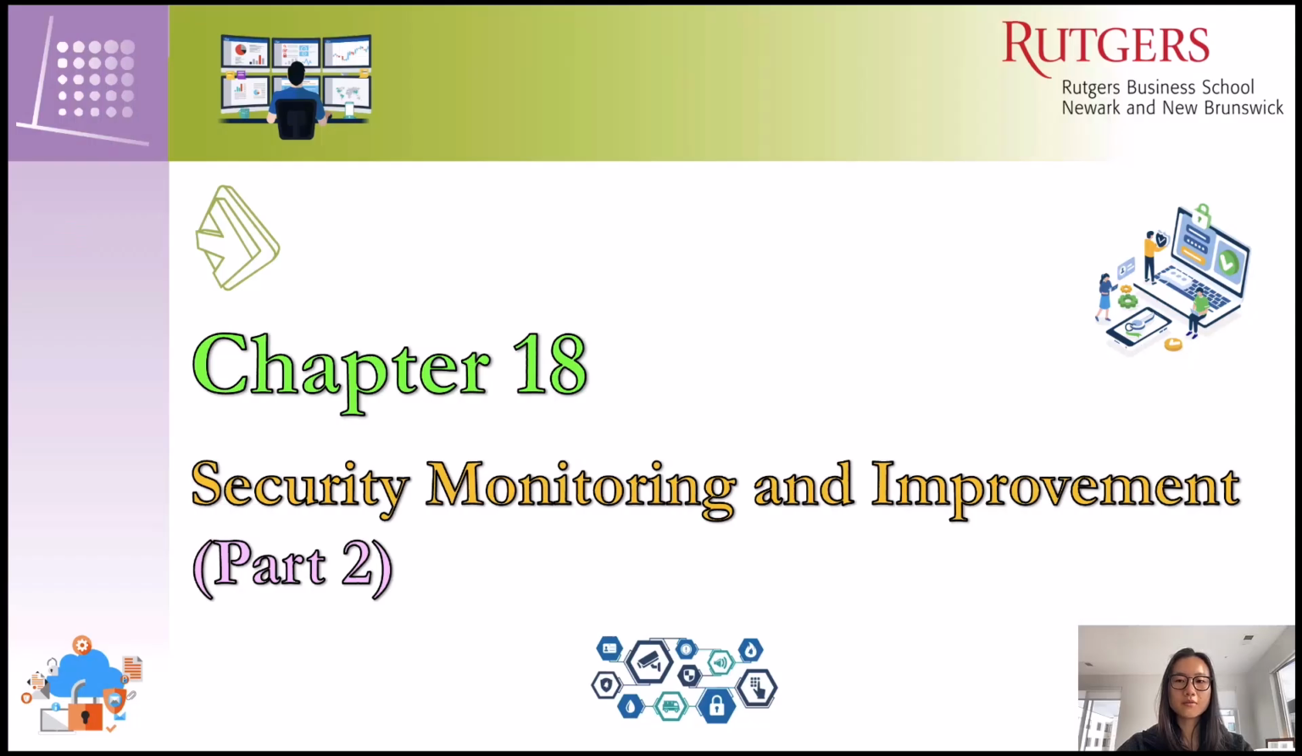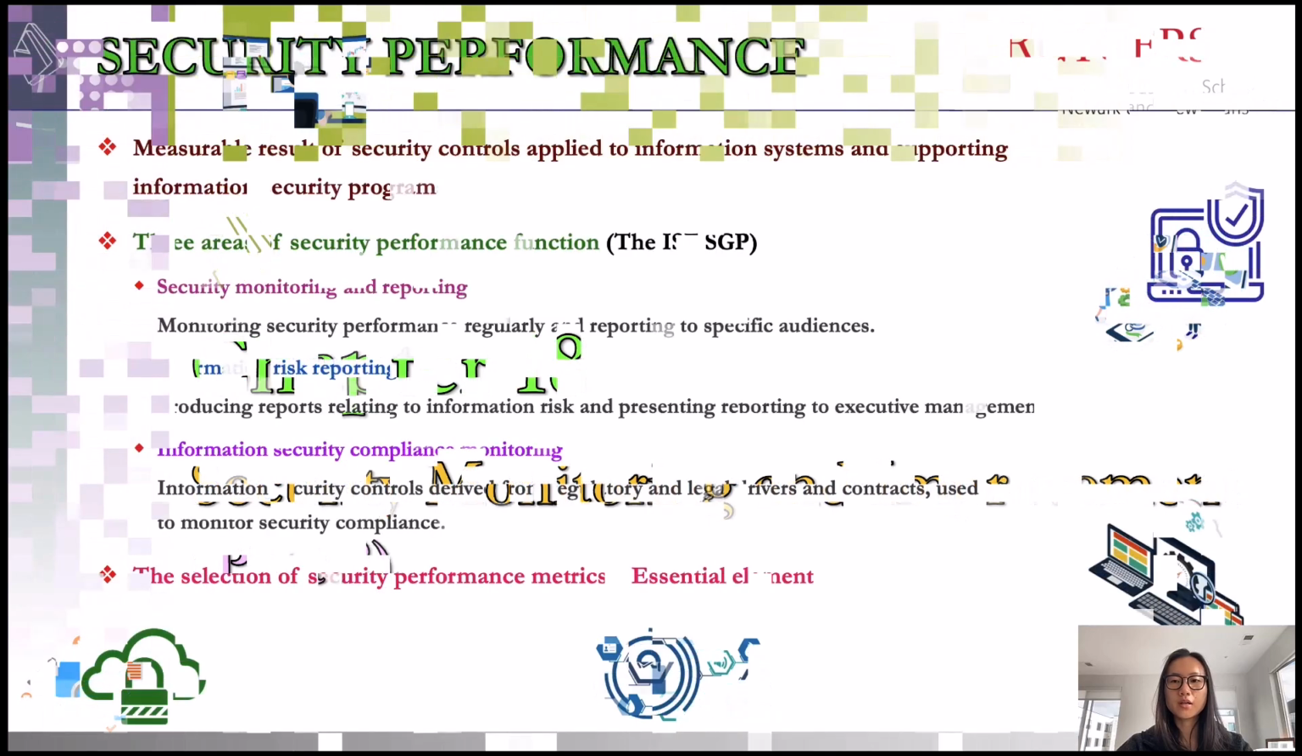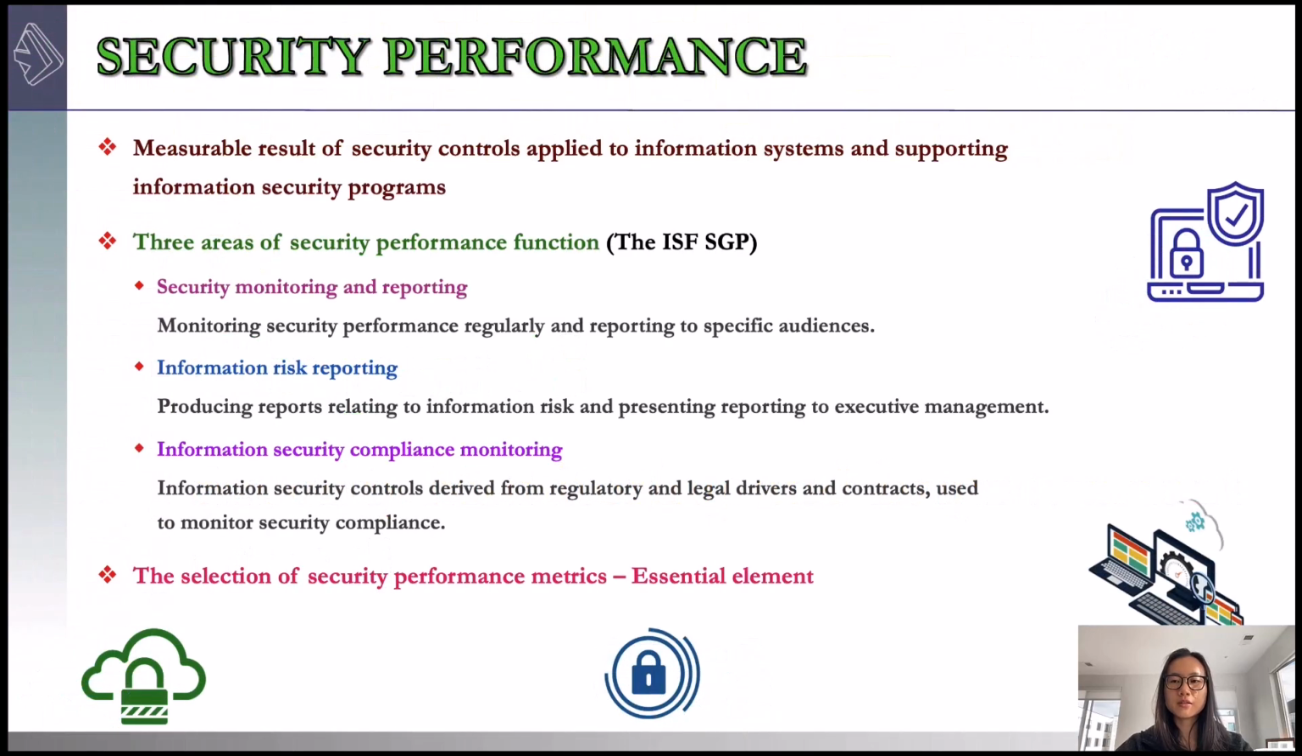For the second part of this lecture, we'll continue to learn about security monitoring and improvement. Security performance is the measurable result of security controls applied to information systems and supporting information security programs. The Information Security Forum Standard of Good Practice for Information Security defines the security performance function as comprising three areas.